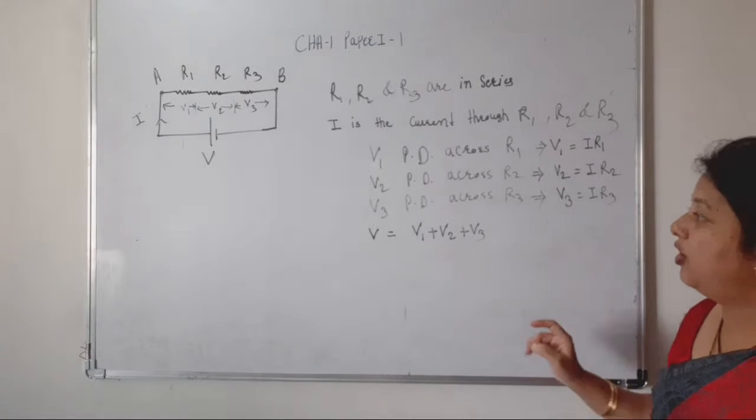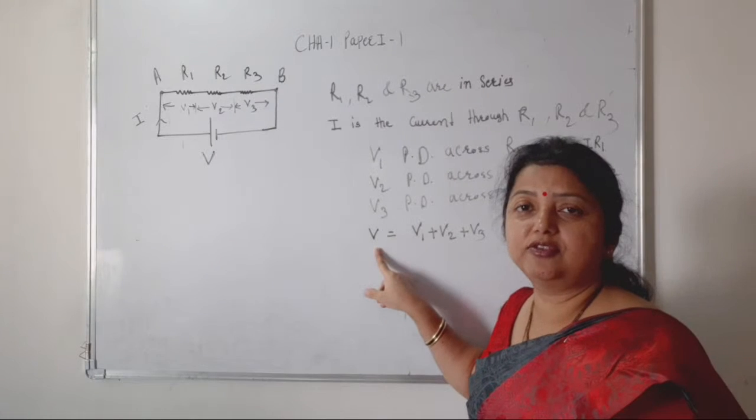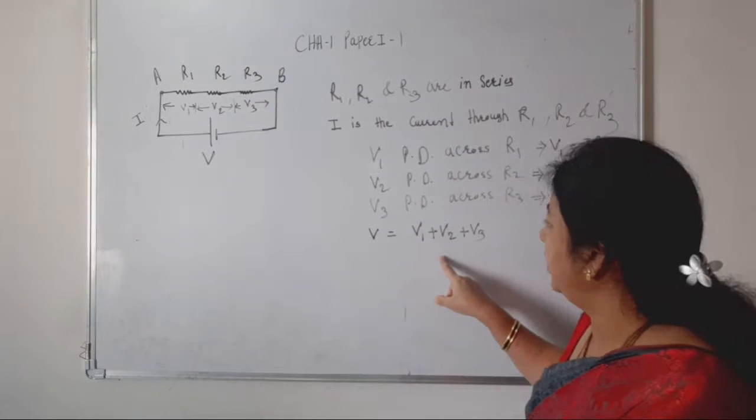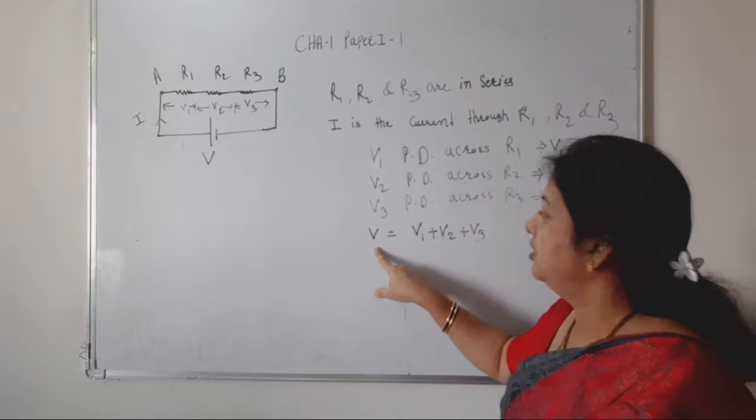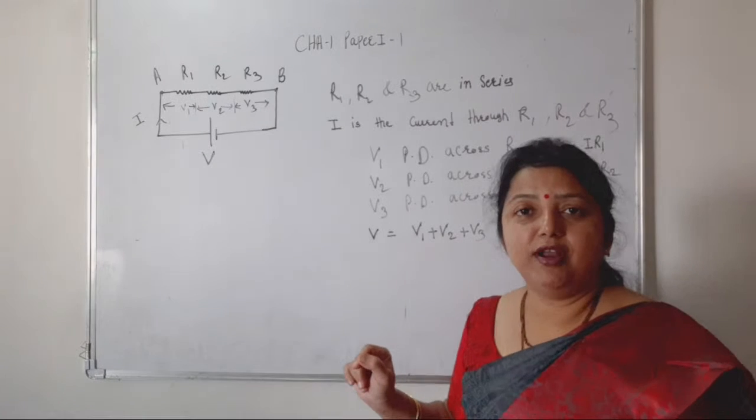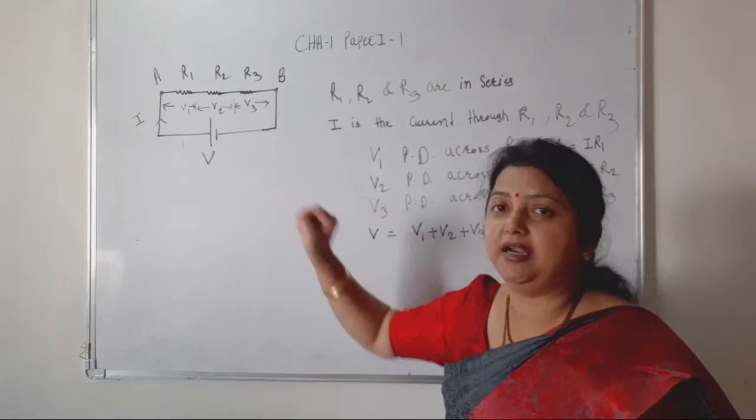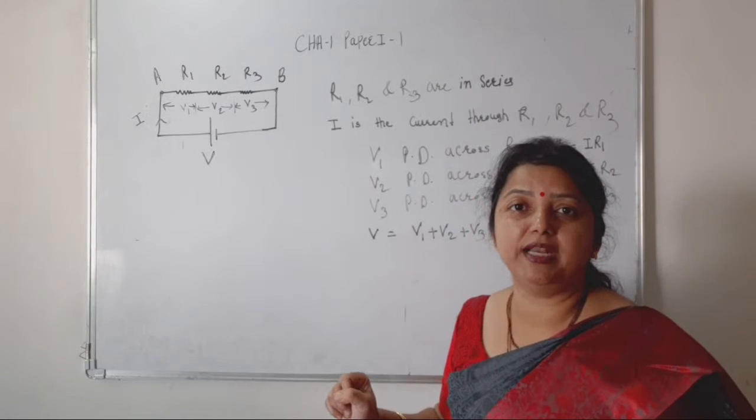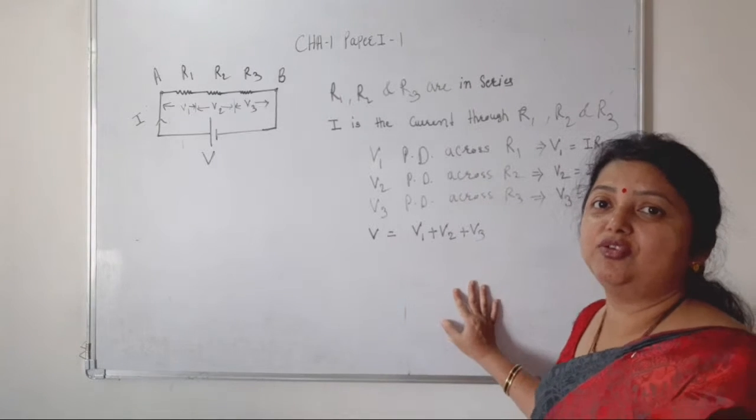Okay, and overall potential, suppose a 3 volt battery is applied across that series combination, then the overall potential drop must be the addition of those, therefore 3 volt is distributed in V1, V2 and V3. V1 plus V2 plus V3 must be equal to 3 volt whenever a 3 volt battery is connected across that series combination. Okay, so up to this, all these things you already know.